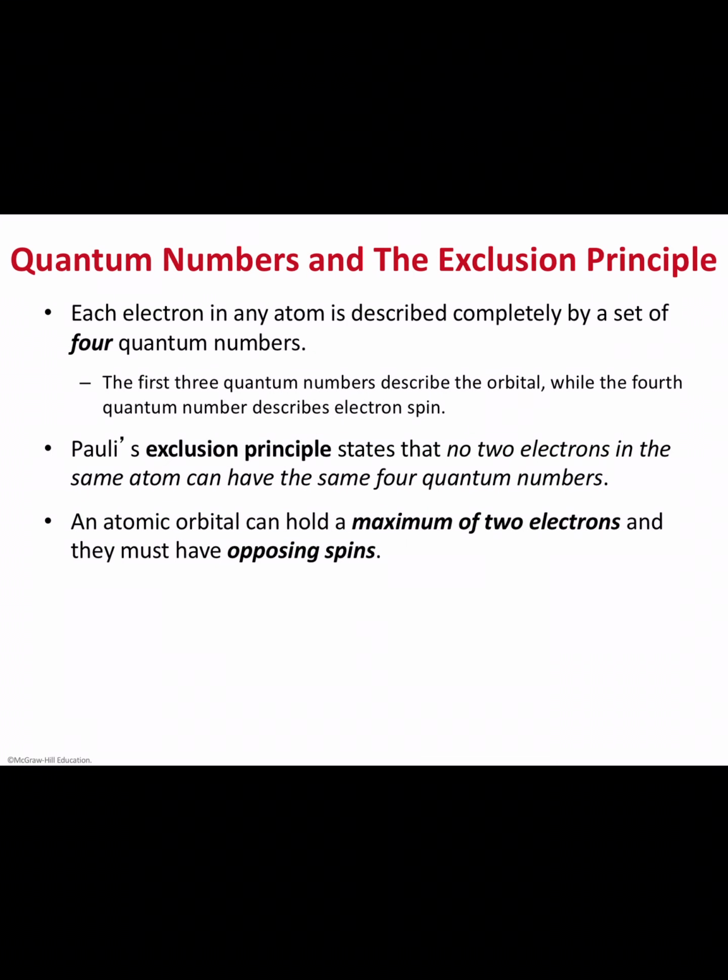Okay, quantum numbers and the exclusion principle. Now we have learned 4 quantum numbers. Basically, with these 4 quantum numbers, we can specify any electron in any element in the periodic table. Okay, each electron in any atom is described completely by a set of 4 quantum numbers. The first 3 quantum numbers describe the orbital, which are your n, l and ml, while the fourth quantum number, your ms, describes the electron spin.